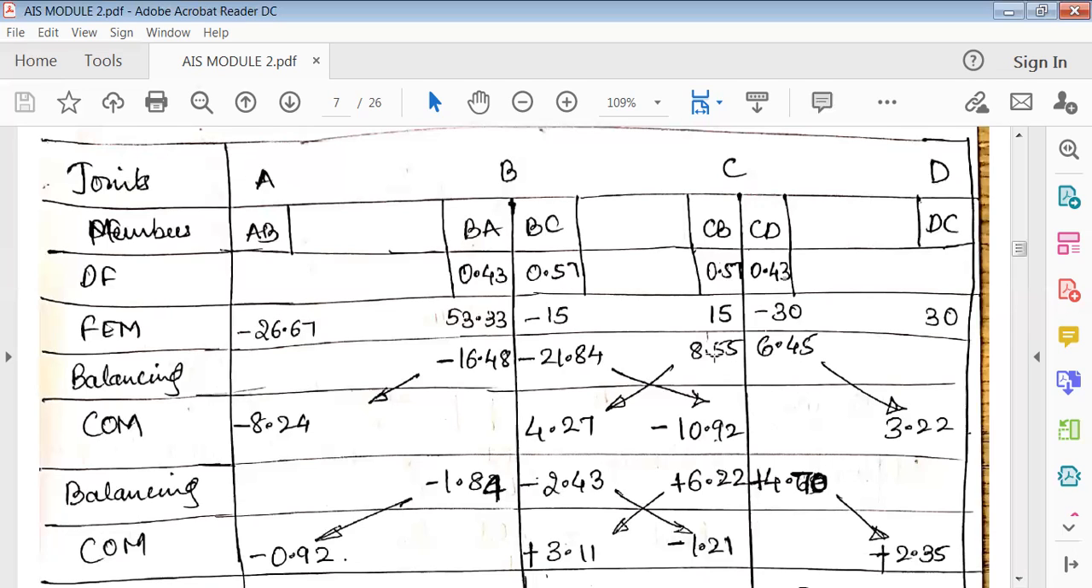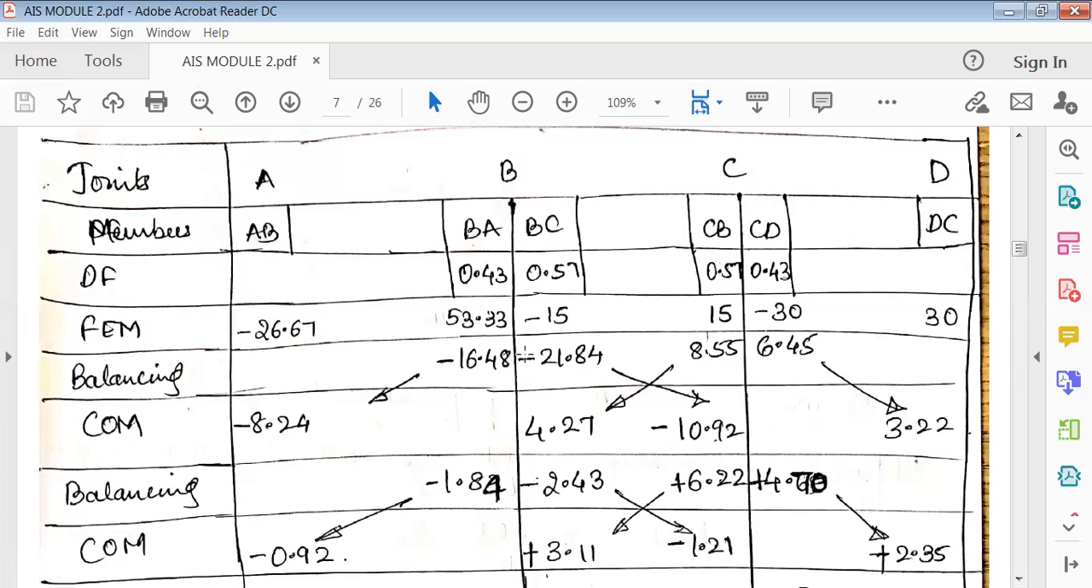Once you balance the moment, next is carryover moment. Now see here, this is joint B. Whatever moment is in joint B will get transferred to A. Why does it get transferred to A? Because end A is a fixed support. If the adjacent support is a fixed support, the moment gets carried over. So how much does it get carried over? Half of the initial moment.